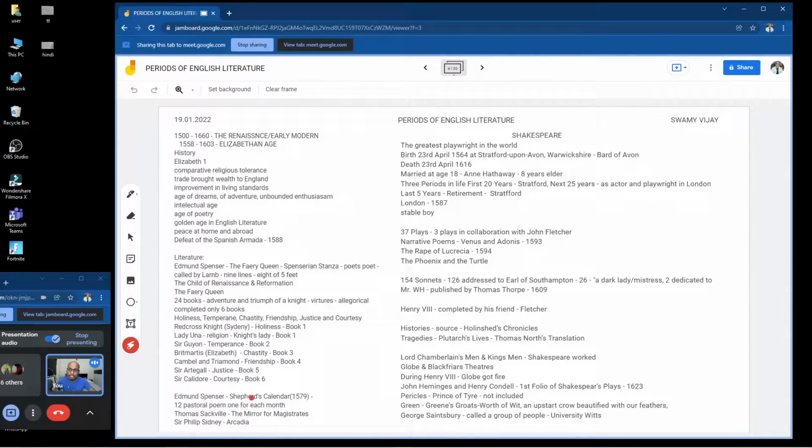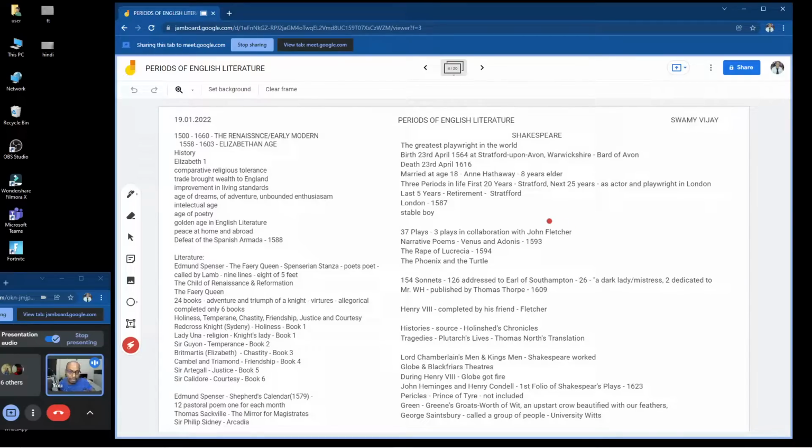And then Edmund Spenser also wrote The Shepheardes Calendar, about 12 pastoral poems related to rural life. And then there is one more, Thomas Sackville, The Mirror for Magistrates, and Sir Philip Sidney, Arcadia. So these are the minor poets compared to Edmund Spenser.